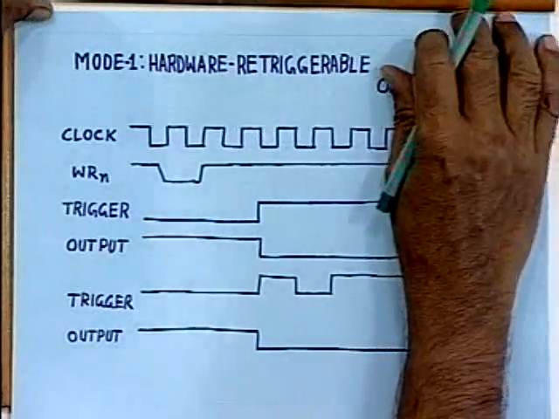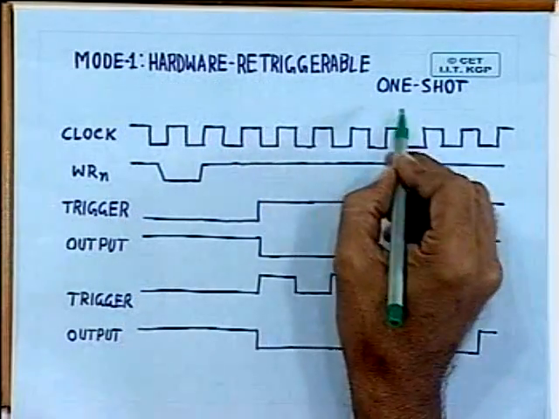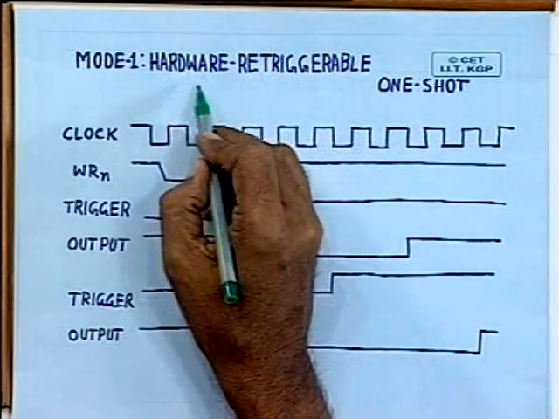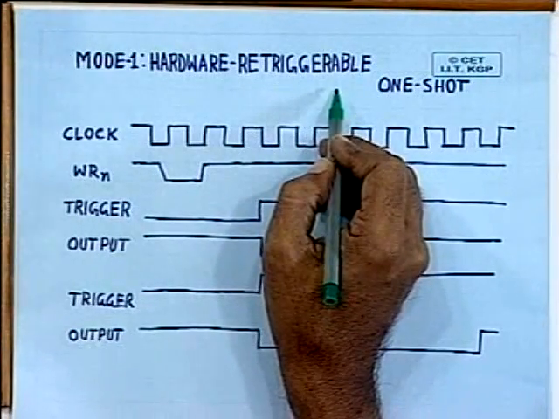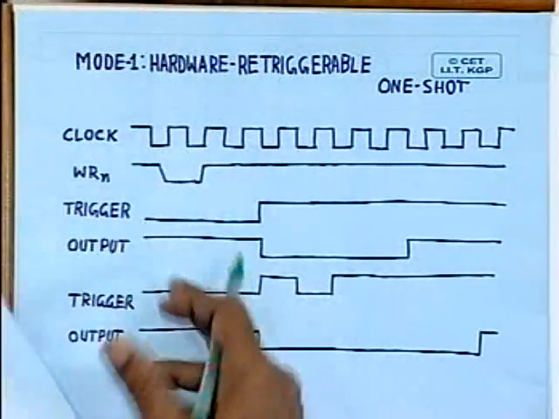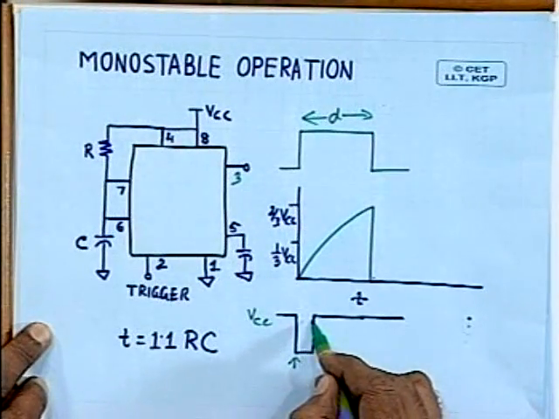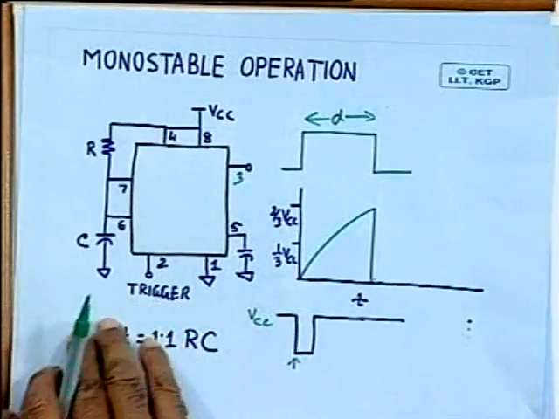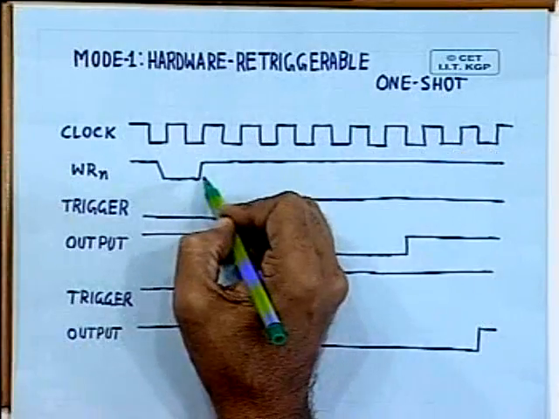Let us see the second mode of operation. In the second mode of operation, it is known as hardware retriggerable one shot. As its name suggests, just like the monostable multivibrator that we have seen in case of the 555 timer, there we have seen that there was a trigger signal which was used to trigger the monostable multivibrator, and after you trigger, then it generates a delay. Somewhat similar operation is realized in this particular mode, in this hardware retriggerable one shot. Let's see how it is being done.